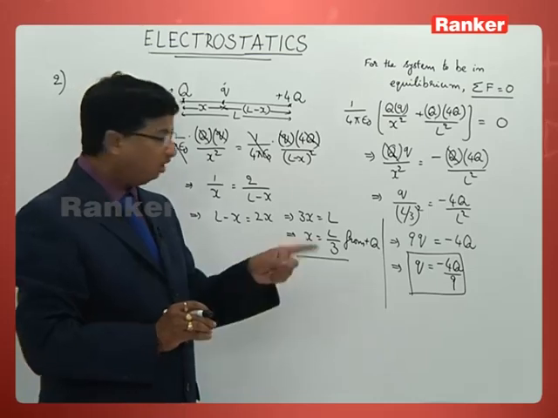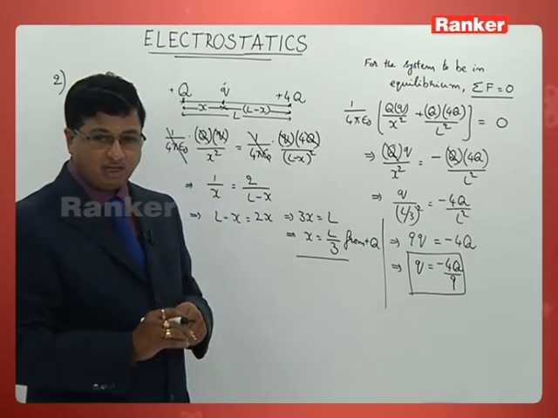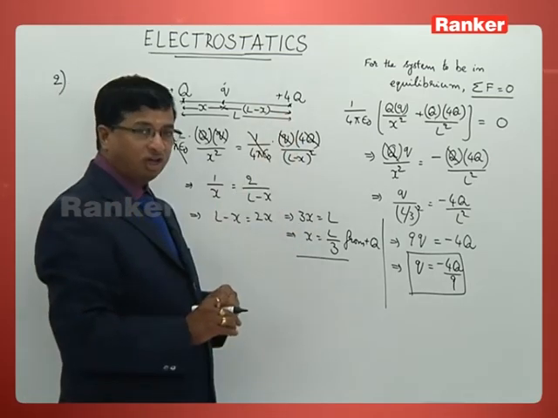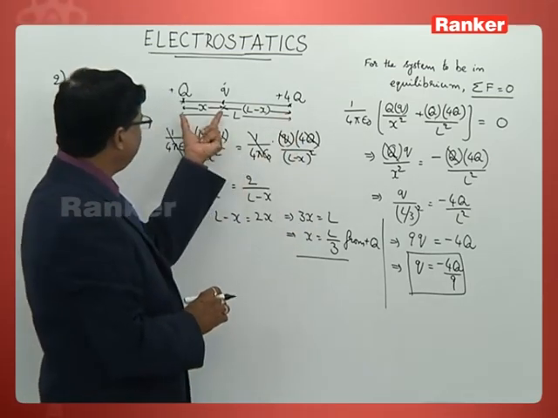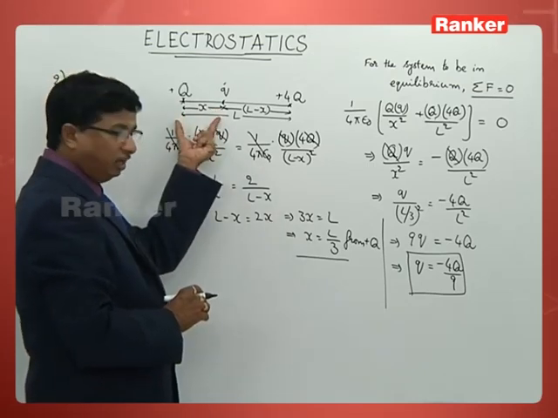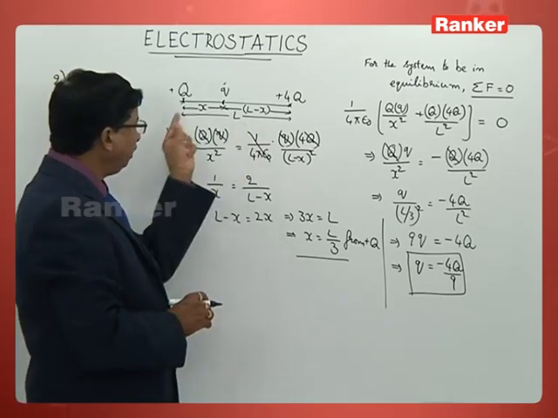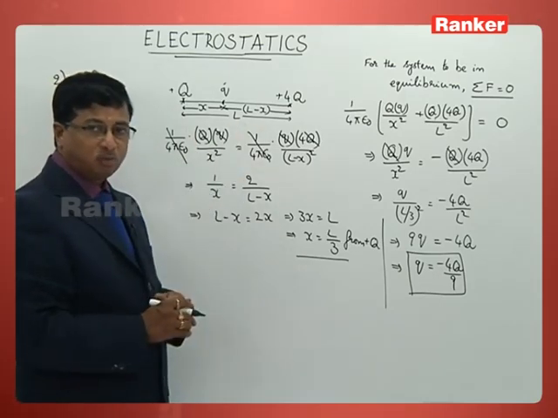Fine. And what is the distance he has given in the second option? 2L by 3 from plus 4Q charge. Everyone can understand that when this distance x is L by 3, then what will be the remaining distance? It is L minus L by 3. Is it not 2L by 3?